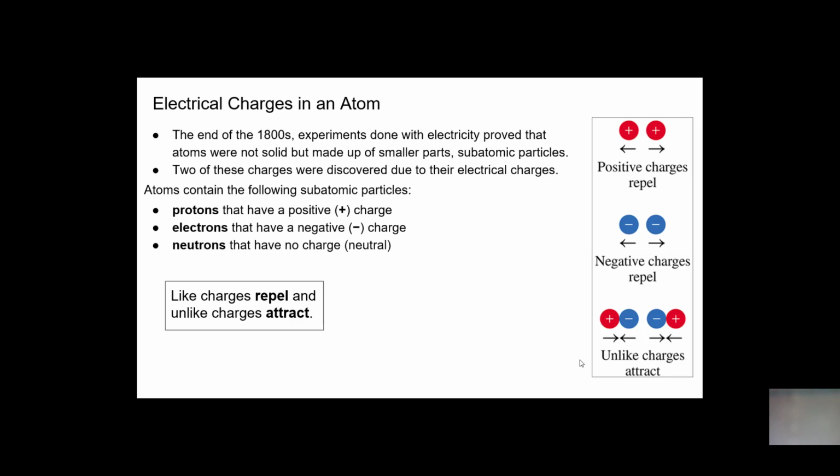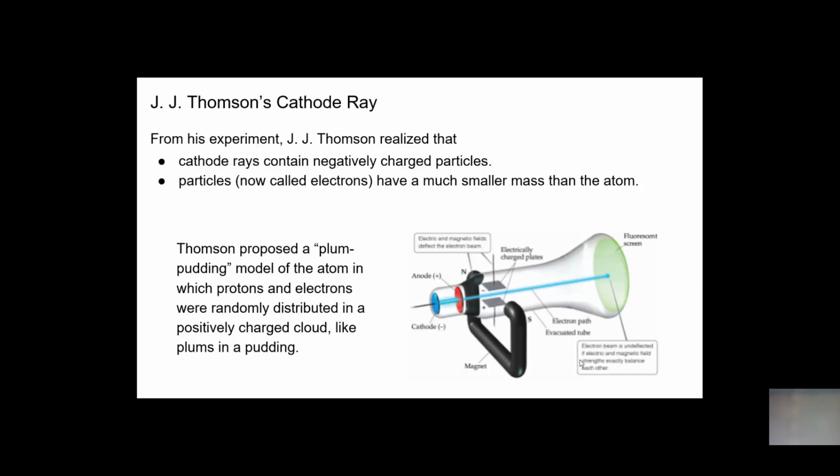So subatomic particles consist of three subparticles. One is a proton, and protons have a positive charge, electrons have a negative charge, and then they discovered even another one that had no charge, which was neutrons. And they follow the same thing. Like charges repel and unlike charges attract. This behavior gave them more information about subatomic particles.